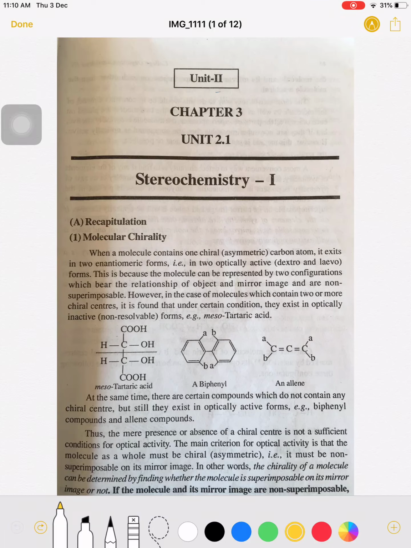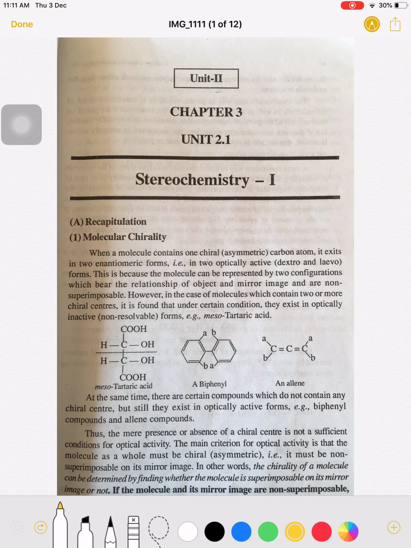Dear student, we are going to start a chapter, stereochemistry. In this chapter, we are going to study what is meant by molecular chirality and elements of symmetry. In elements of symmetry, three elements are there: plane of symmetry, center of symmetry, and alternating axis of symmetry.